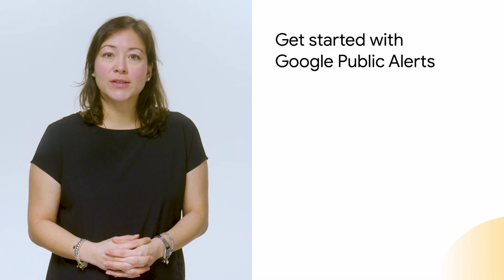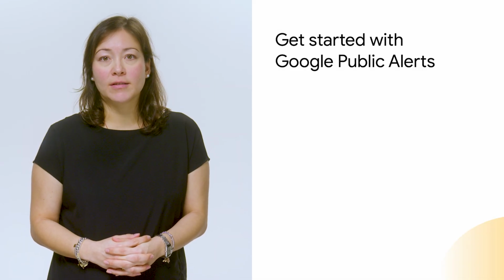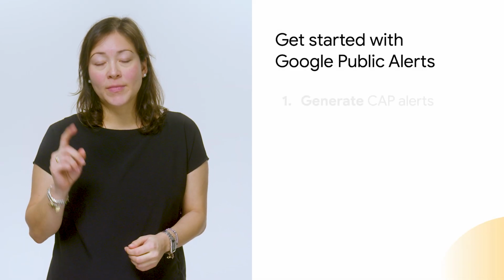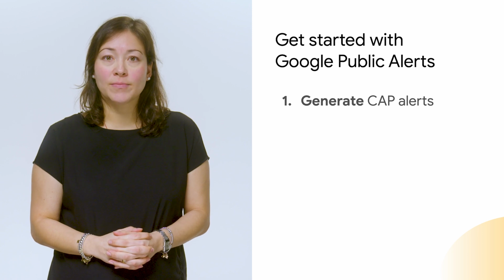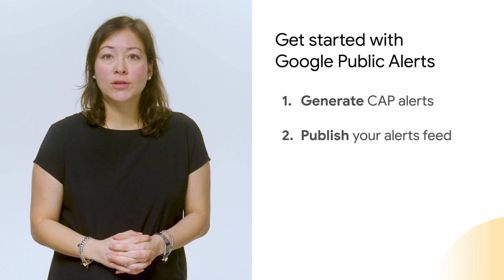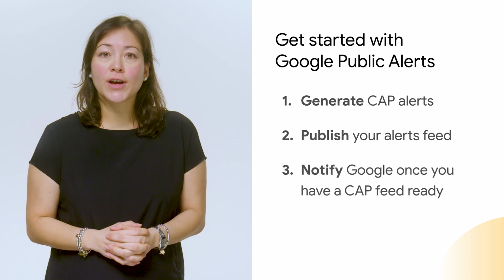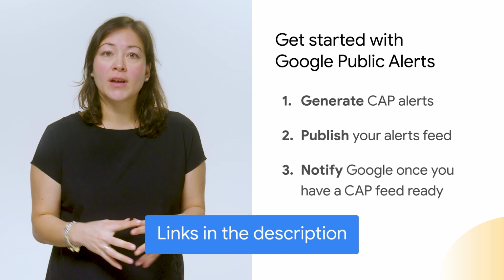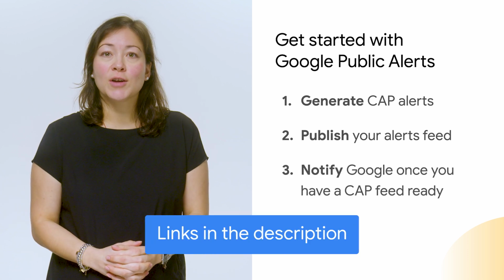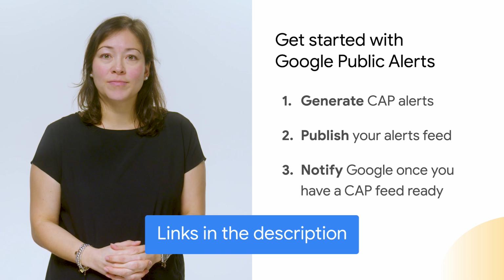For your alerts to be used by Search, the alerts have to be public. And here's how. 1. Format your data using CAP. And 2. Publish your alert feed, basically a stream of all of your alerts, and then notify Google via the link below. For more details on how to get started, refer to the link in the description.